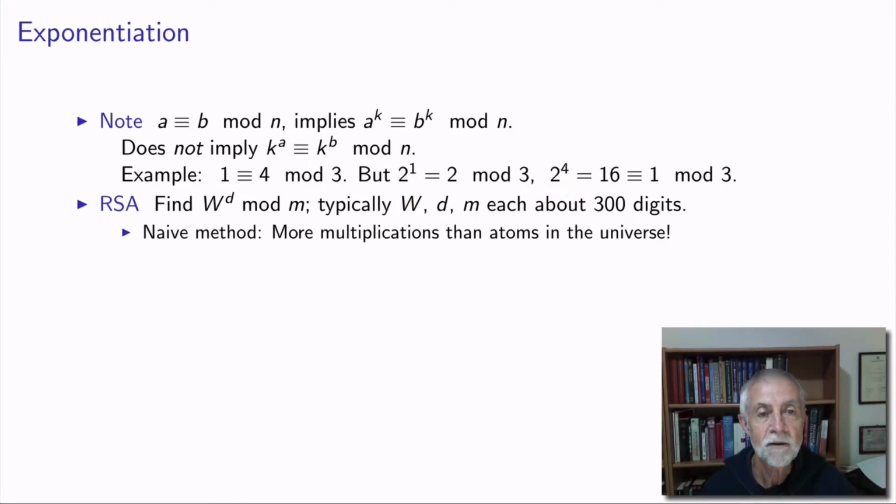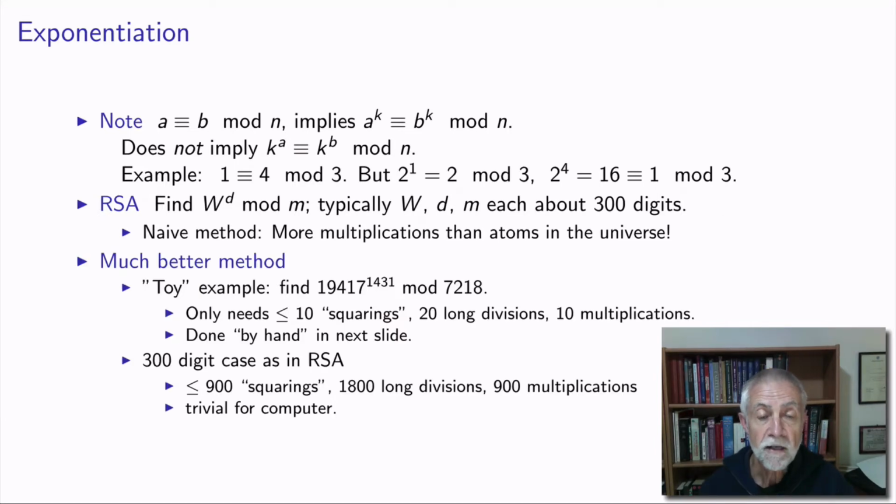The second matter is that we're going to need to calculate w to the d mod m for extremely large integers. So typically, w, d and m may each have 300 digits. The naive method to do this would be to continually multiply w by itself, d times, and simplify the result to give something less than 300 digits. But the number of multiplications we have to do is far greater than the number of atoms in the universe. So we're going to find there is indeed a much better method of doing exponentiation.